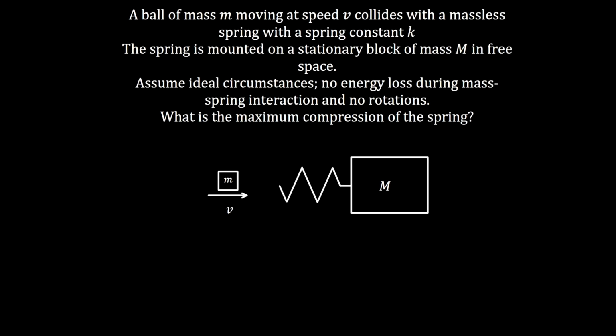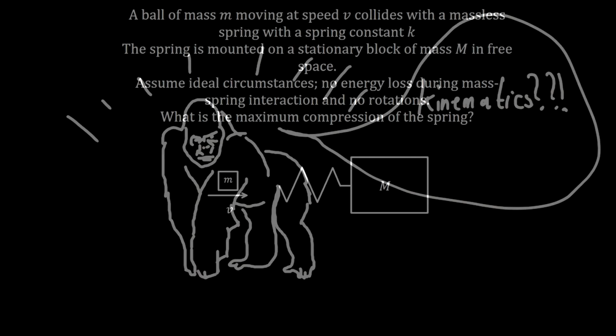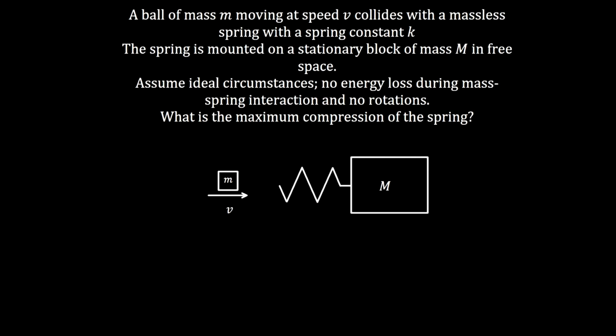Today we're going to be looking at something different. We're going to be looking at some physics, and the topic we'll be looking at is kinematics. In this question, we're looking at a ball of mass m with speed v that's incident on a larger mass that has a spring attached to it and essentially bounces off, and we're asked to figure out the maximum compression of the spring.